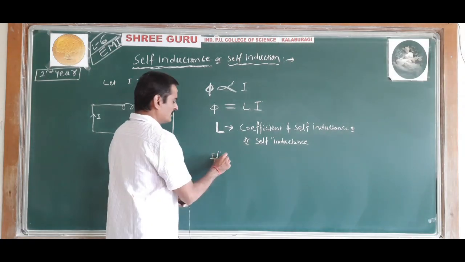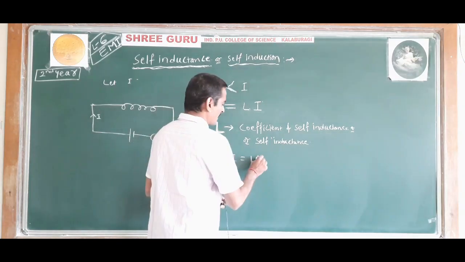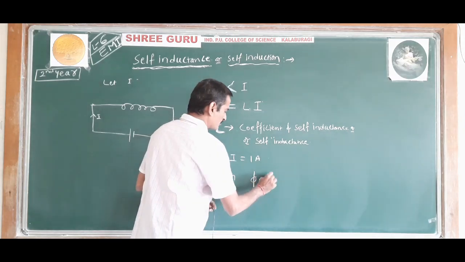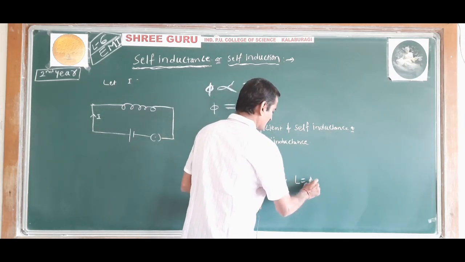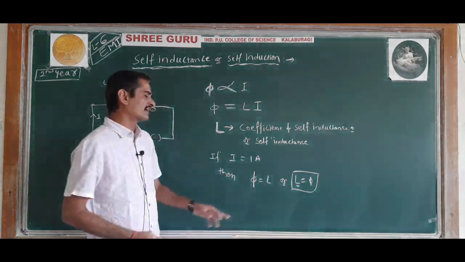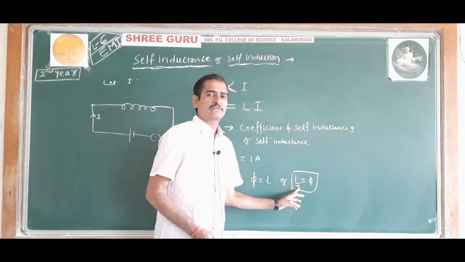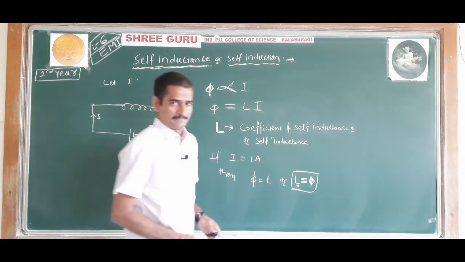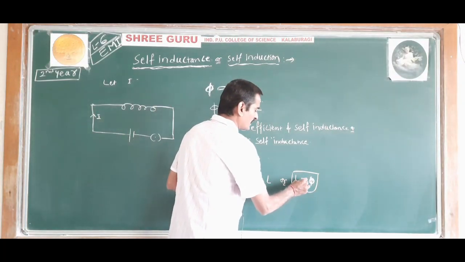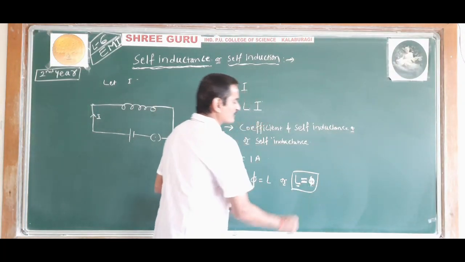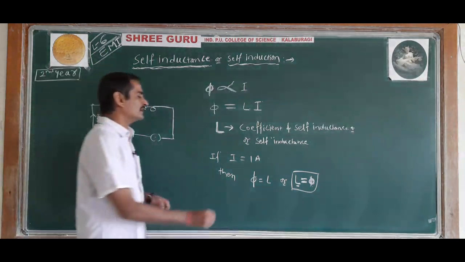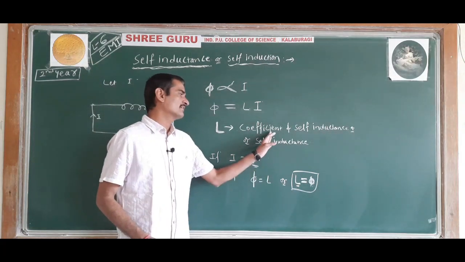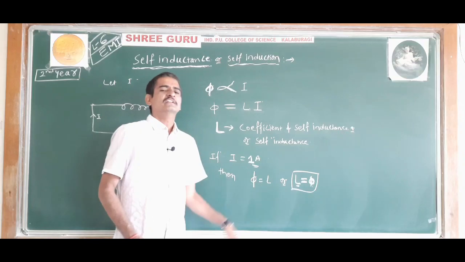So now, if the current in the coil is equal to 1 ampere, then phi will be equal to L, or L is equal to phi. That is, the coefficient of self-inductance of a coil is numerically equal to the magnetic flux linked with the coil when unit current flows through it. So here is another definition for coefficient of self-inductance.